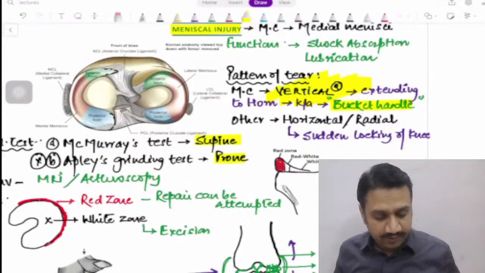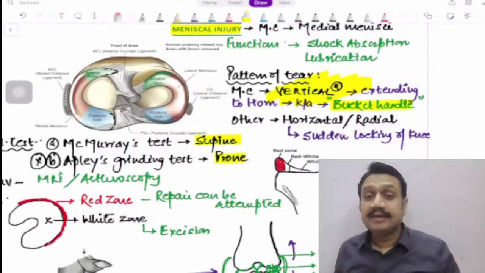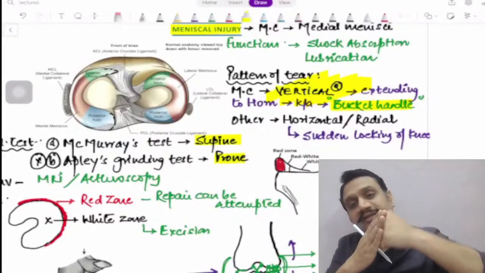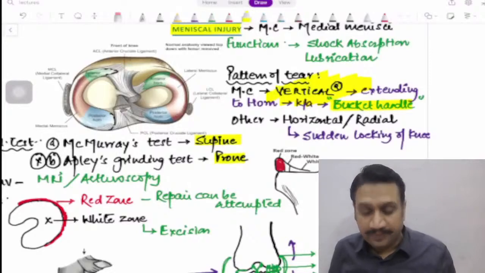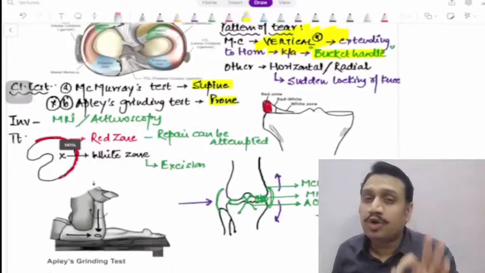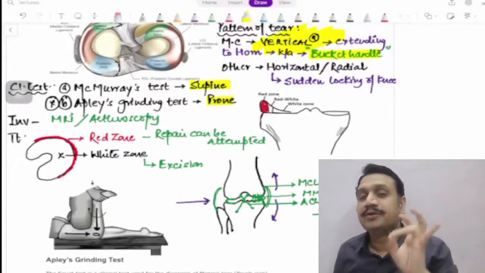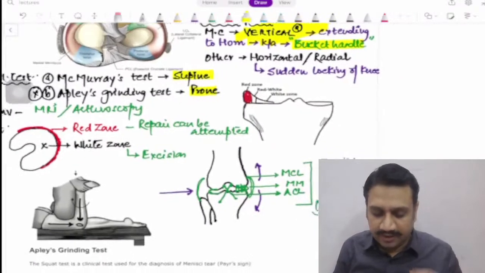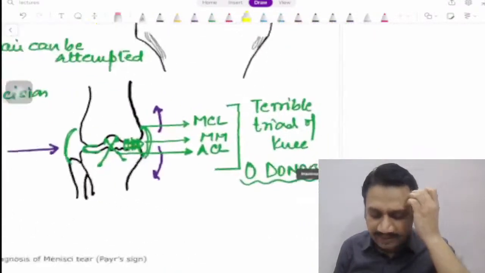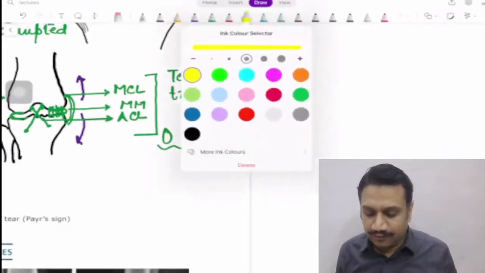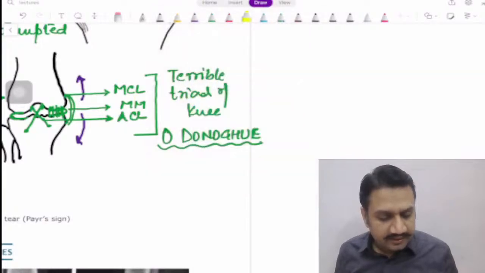Okay, so now when you just look at the menisci, these are cartilaginous. They have a little firm consistency, so they keep on eroding the surface and they can damage the bone, right? The medial menisci is the more commoner, medial collateral is the more commoner, anterior cruciate is the more commoner. When somebody has the damage to all the three here, medial collateral, anterior cruciate ligament and medial menisci, what do we call it? We call it terrible triad of the knee or terrible triad of O'Donoghue's, right?